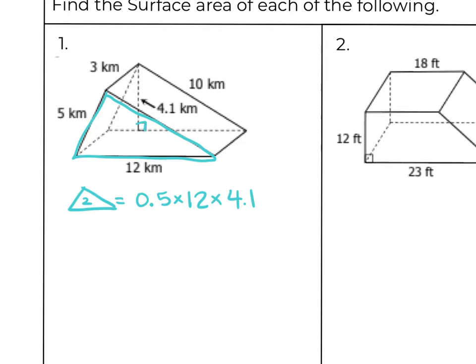All right, what'd you get? 24.6. And then how many are there? 2. So I just leave my answer on my calculator and click times 2, which gives you 49.2. Okay, and then I usually just kind of box that, so I know that part's done. A triangular prism has 5 faces, so we've done 2 of them.